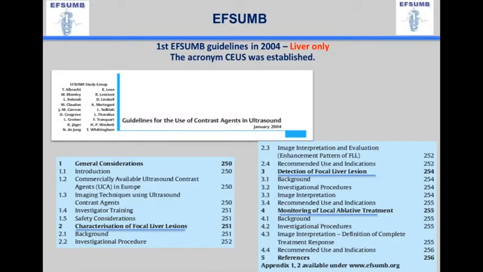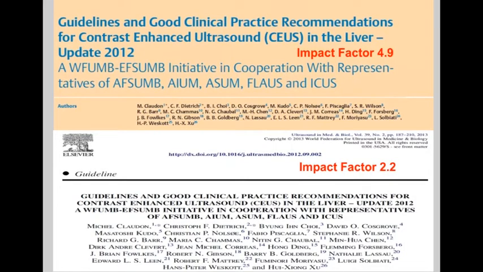In 2004, EFSUMB introduced guidelines on CEUS about the liver only. In 2012, there was a combined initiative of EFSUMB and WFUMB publishing the third update of CEUS liver guidelines. The data I'm presenting and the literature referred to mean such EFSUMB, WFUMB guidelines published in European Journal of Ultrasound and in Ultrasound in Medicine and Biology as well.